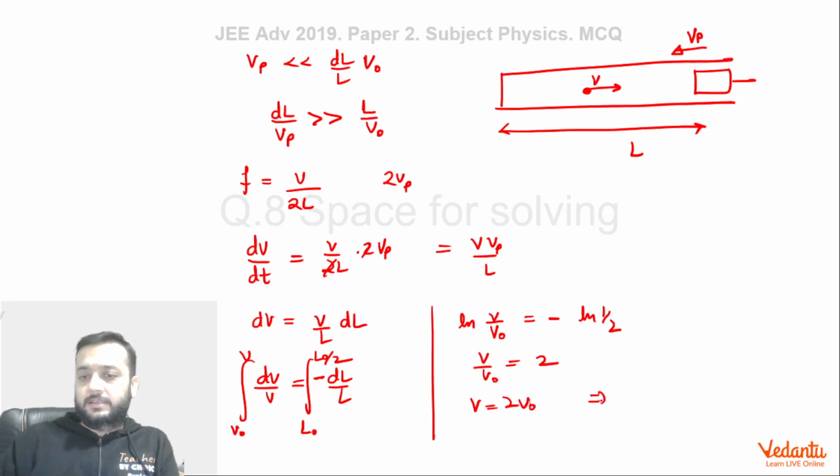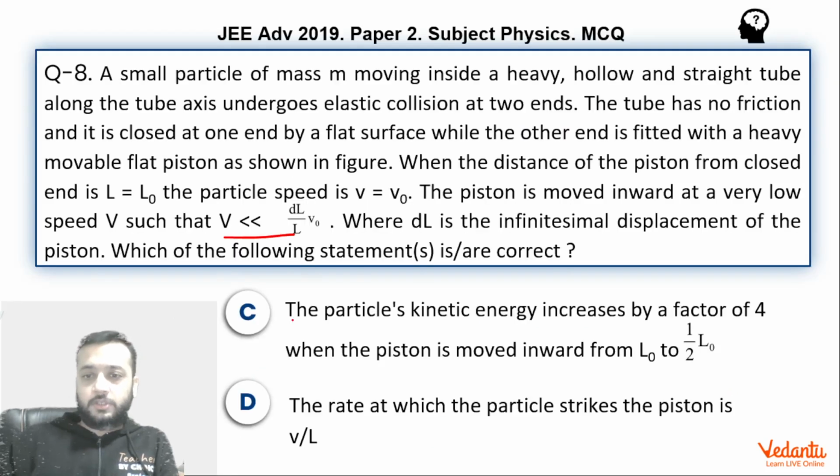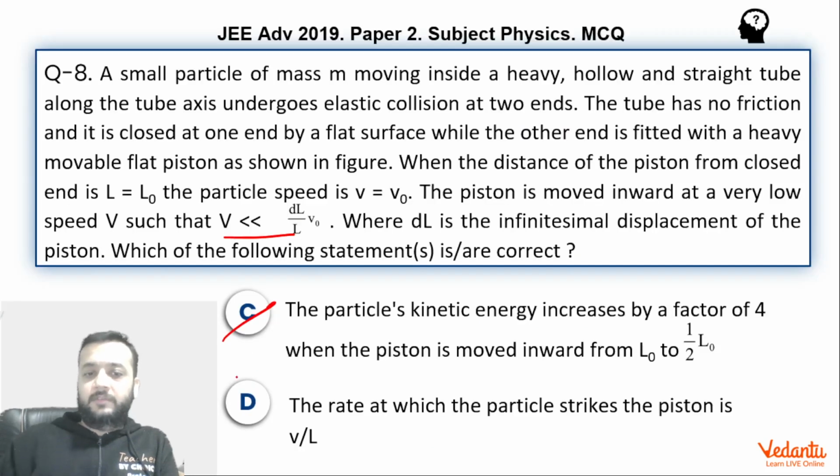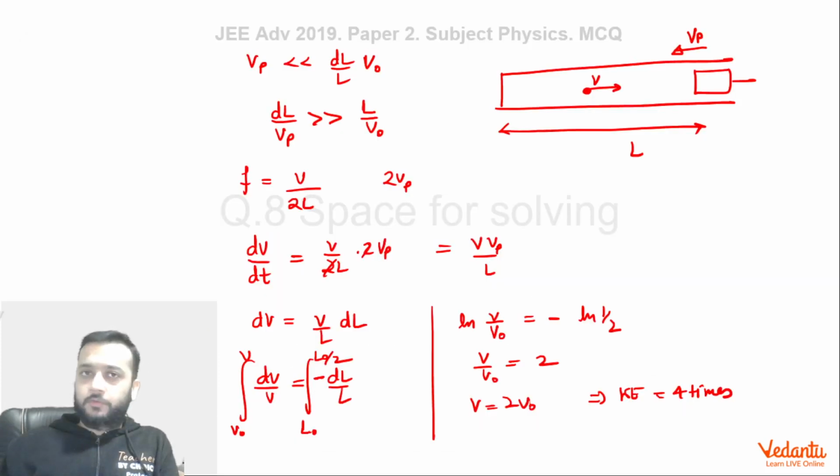Which implies the kinetic energy would have become 4 times. So this option, option C, is correct. The rate at which the particle strikes the piston, we have already found, is nothing but the frequency, which is v by 2L. Rate of collision is the frequency of collision, which is v by 2L, so option D is wrong. So we can say that options C and A were the correct options. I hope you have understood the solution. That's it. Thank you.